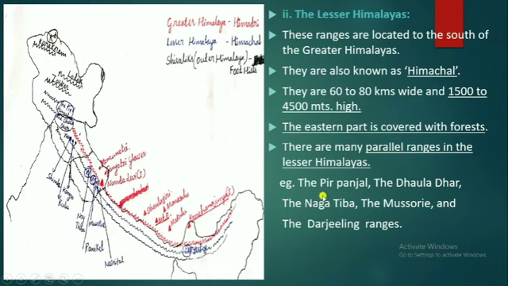So once again you go through this slide, especially these five are a little bit confusing, so go through them. Definitely I will ask this question. I am saying now itself, I will ask this question in the next test. Parallel ranges in Lesser Himalayas: the Pir Panjal here, Dhauladhar here, the Nag Tiba, the Mussoorie.